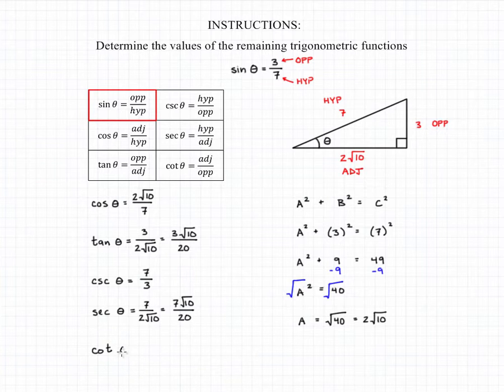And we know that the cotangent of theta is going to be the reciprocal of the tangent of theta. So that's 2 root 10 over 3. And those are our final answers.